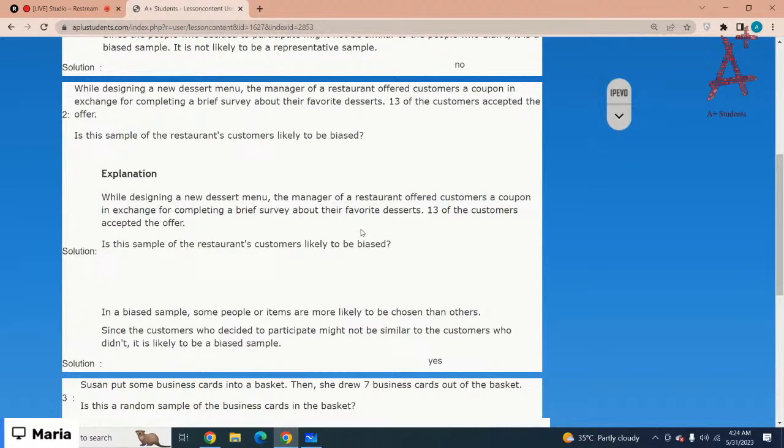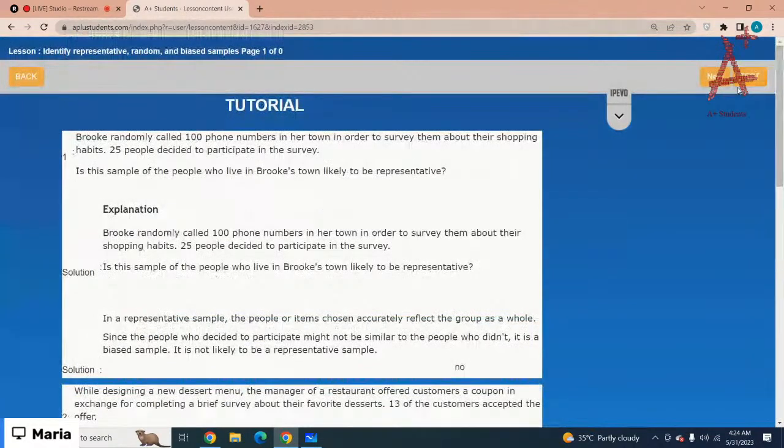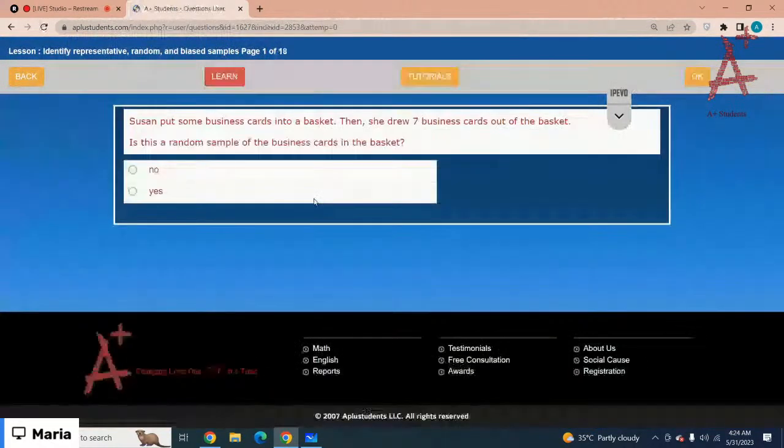Okay, the next example is, let's just start with the test questions. Okay, Susan put some business cards into a basket. Then she drew 7 business cards out of the basket. Is this a random sample of business cards in the basket? So which is the correct option? Yes or no?